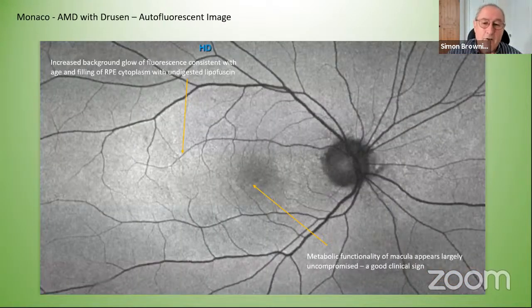Looking at the autofluorescence scan, we can immediately see we've got increased background glow of fluorescence. This is consistent with age, it's consistent with the RPE cytoplasm filling up with undigested lipofuscin. Let's not forget, at 70 years old, 70% of that RPE cell is full of lipofuscin and preventing good normal metabolic activity within that cell. So you'd expect to see that in an older person. The metabolic functionality of the macula appears largely uncompromised. It's a good clinical sign, but can we be sure of that?